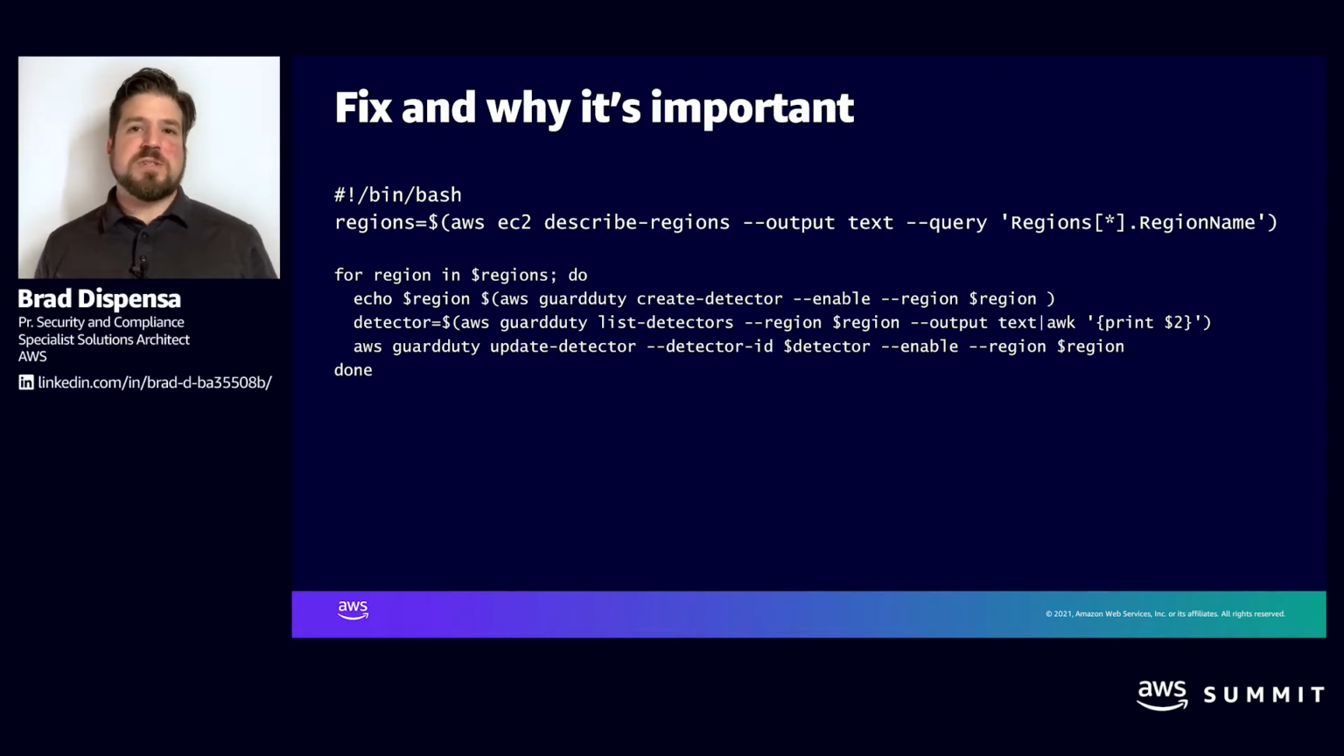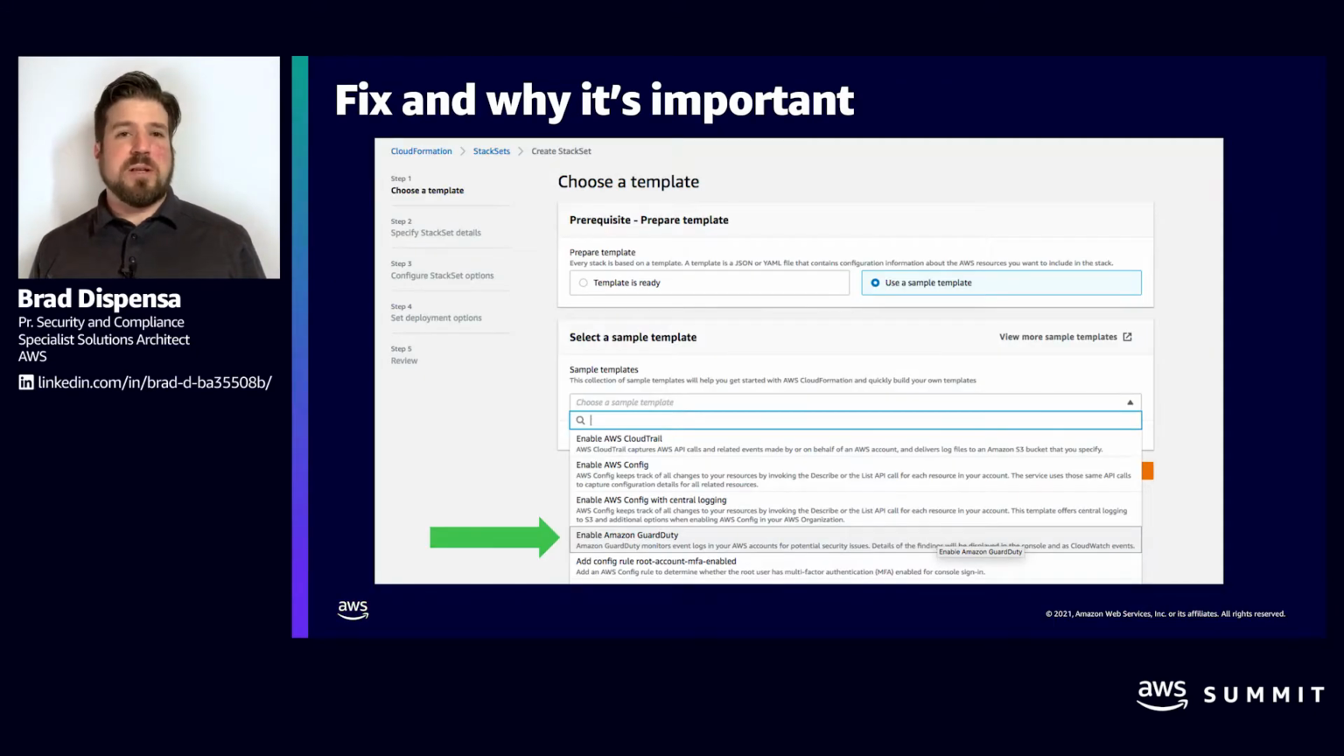What this is simply doing is going through all AWS regions, and then for each region, activating the GuardDuty detector for you. If that's too scary and you don't like writing shell scripts, good news, in CloudFormation, there's a stack set item also that will enable GuardDuty.